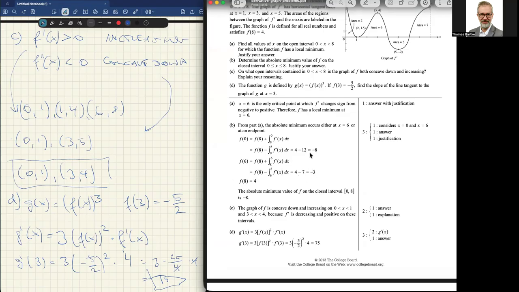So we have here the computations. So f of 8 is 4, f of 0 is negative 8, f of 6 is negative 3, and the absolute minimum on the closed interval is negative 8. And that's at f of 0. So we got that right. The graph of f is concave down and increasing for x between 0 and 1, and x between 3 and 4. We have that as well right here, because f prime is decreasing and positive on these intervals.